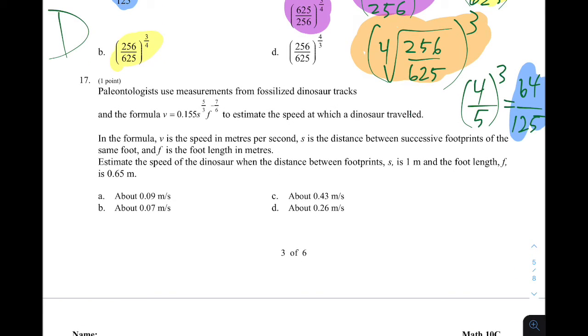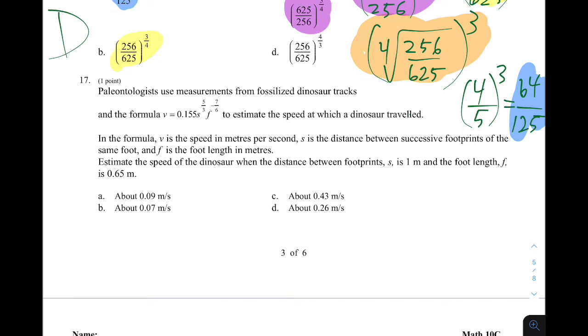Last one for this page. Paleontologists use measurements from fossilized dinosaur tracks, and the formula V is 0.155 s to the 5/3 f to the -7/6 to estimate the speed at which a dinosaur traveled. In the formula, V is the speed in meters per second, s is the distance between successive footprints, and f is the foot length in meters. Estimate the speed of the dinosaur when the distance between footprints, s, is 1 meter, and the foot length, f, is 0.65 meters.